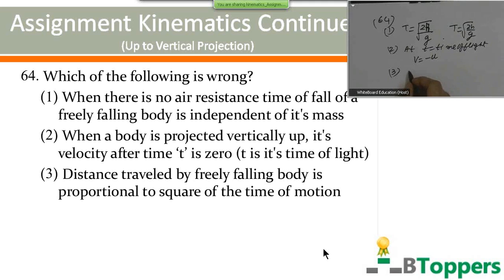Distance traveled by a freely falling body is proportional to the square of the time of motion. That is also true. Distance covered by a freely falling body in time t is given by s equal to half g t square. Acceleration due to gravity, the constant, is given, so s is proportional to t square. So that is also true. All the statements are not wrong. Only the second statement is wrong. Therefore, the second option is the answer.